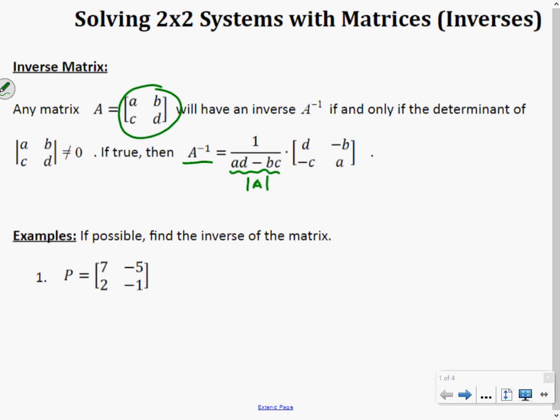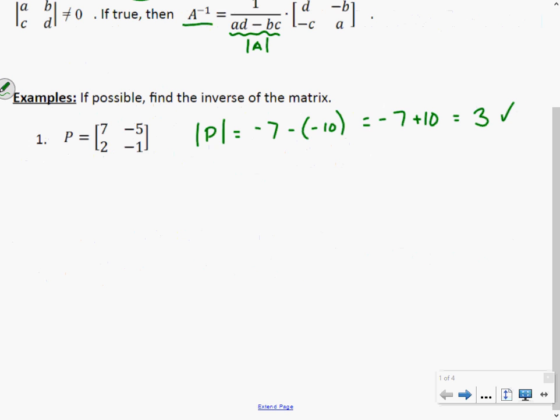Okay, so we have a matrix P. We're trying to find the inverse of that. So first, we need to calculate the determinant. Okay, so the determinant of P would be 7 times -1 minus -5 times 2. So -7 plus 10 is equal to 3. Okay, it's not equal to 0, so this tells us we can actually calculate the inverse of this matrix.